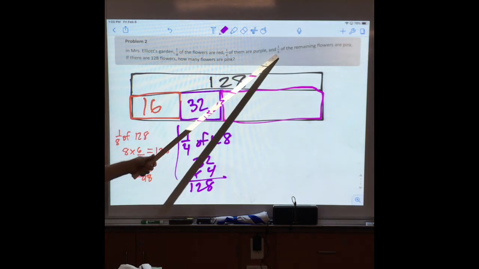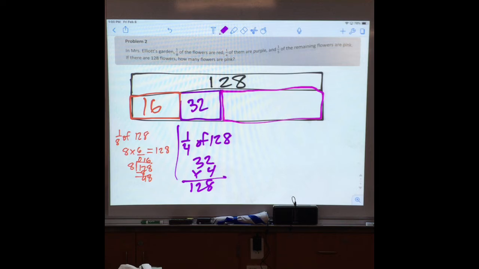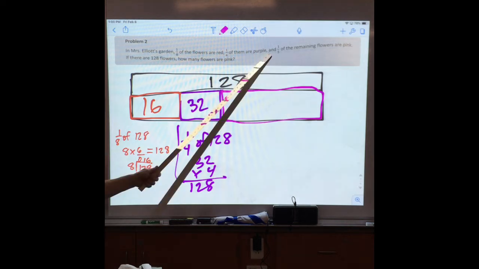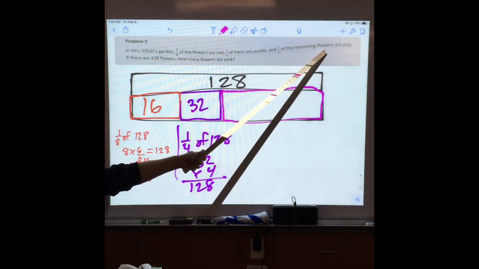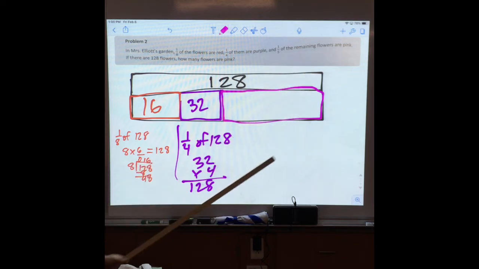Now, we're not going to be able to do that with a 5th, though, are we? No, it's kind of a bummer, but that's okay. What's 1/5 of the remaining flowers? 1/5 of the remaining flowers are pink.